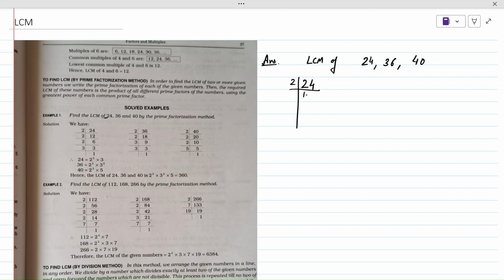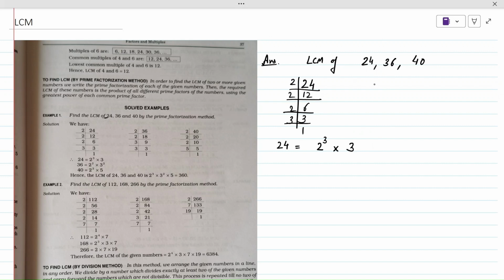We have 2 into 12, 2 into 6, 2 into 3, 3 into 1. These are the factors. So let me write these factors and I am writing them in the term of their powers. So we have 3 2's, that means 2 raised to the power 3. And we have only 1 3. So 3 raised to the power 1, which is 3 only, right? So whenever there is 1, writing 1 is not required in the power.